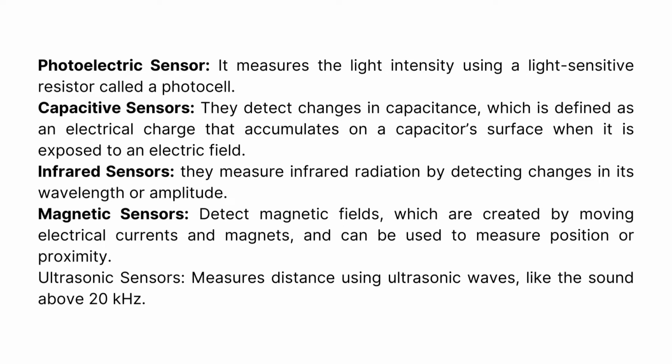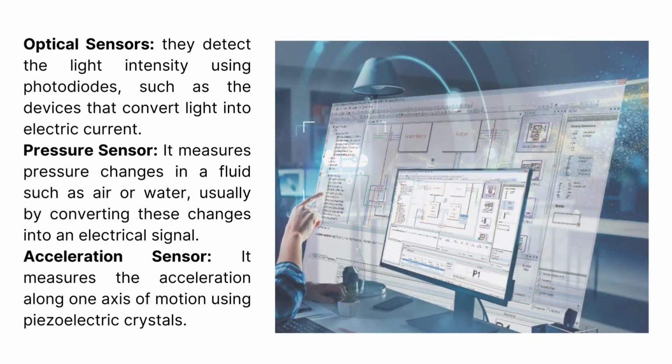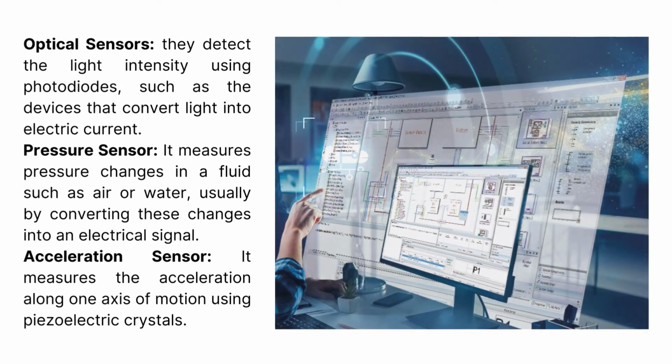Infrared sensors. They measure infrared radiation by detecting changes in its wavelength or amplitude. Magnetic sensors detect magnetic fields, which are created by moving electrical currents and magnets, and can be used to measure position or proximity. Ultrasonic sensors measure distance using ultrasonic waves, like the sound above 20 kHz. Optical sensors. They detect the light intensity using photodiodes, such as the devices that convert light into electric current.